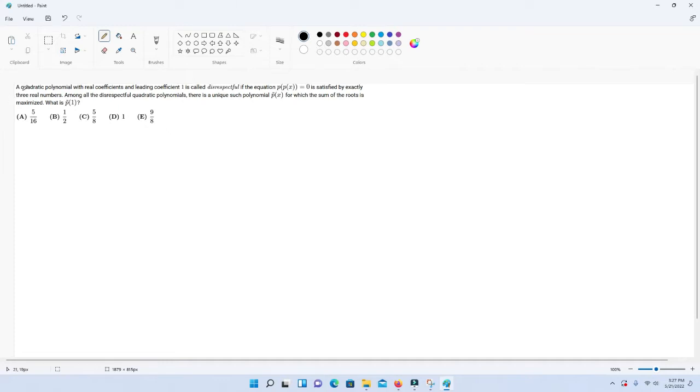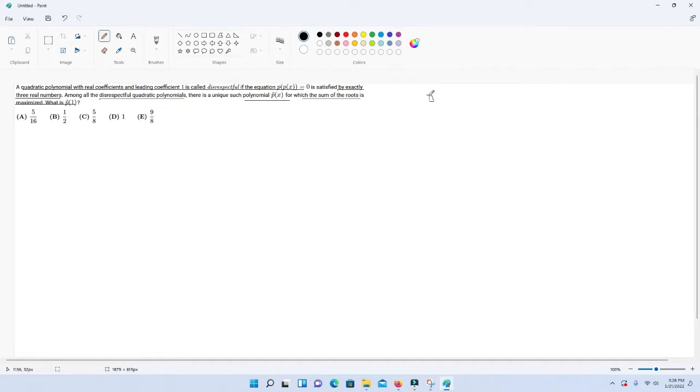A quadratic polynomial with real coefficients and leading coefficient 1 is called disrespectful if the equation p(p(x)) = 0 is satisfied by exactly 3 real numbers. Among all disrespectful quadratic polynomials, there exists a unique such polynomial p(x) for which the sum of roots is maximized. What is p(1)?